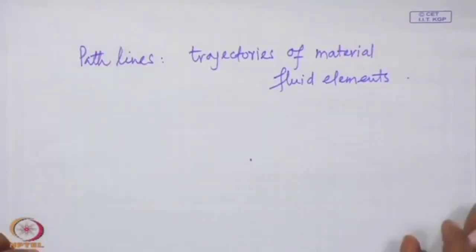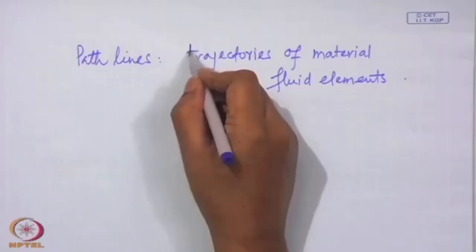To illustrate this, we'll solve a few problems in the next tutorial classes, and perhaps at that time it will be a little more clear how to get the trajectories in the case of Eulerian description.